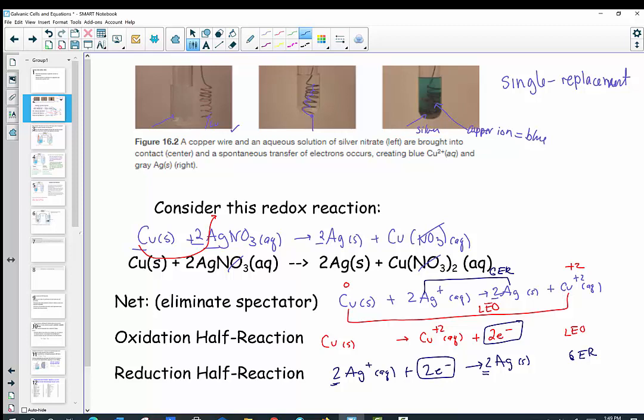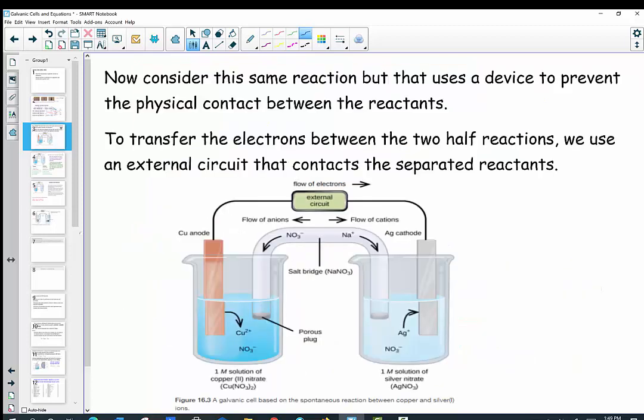But in the next step, when we think about doing useful work with a redox reaction and actually generating electricity, generating a voltage that we can capture and perform work with, we end up separating the 2 half reactions, physically separating them into separate containers and preventing them from even coming into contact.